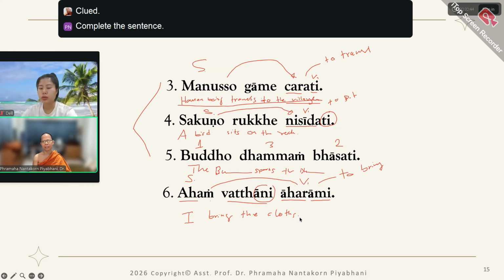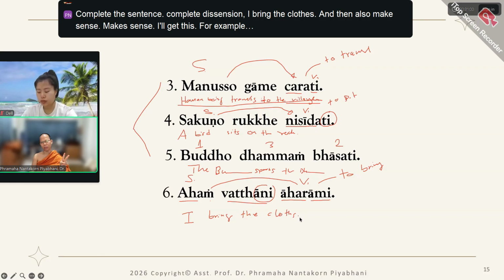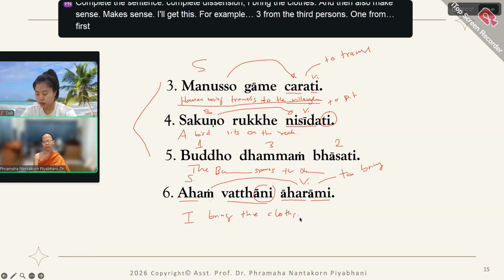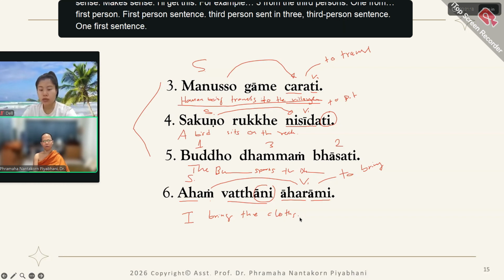Complete the sentence. I bring the clothes. Complete the sentence and also make sense. Okay, for example, three from the third person, one from the first person. Third person sentences three, first person sentence one.